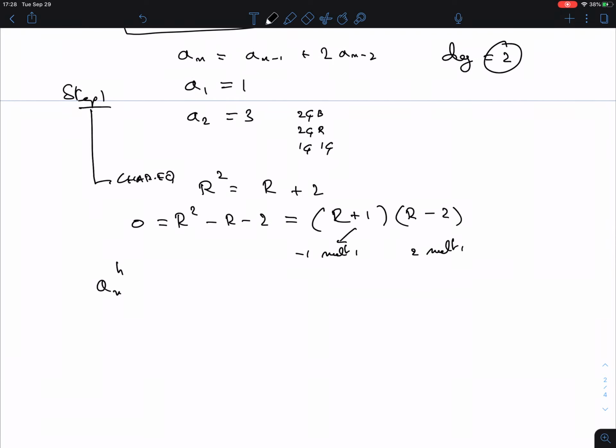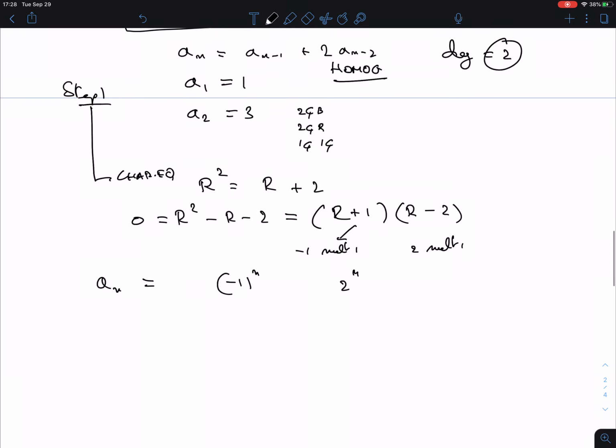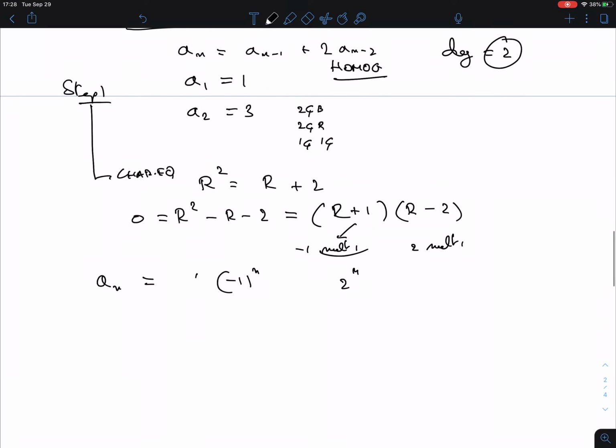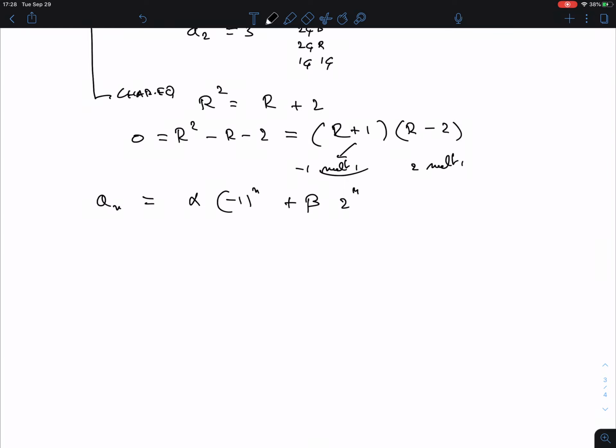We need to know the multiplicities because that will determine our solution. Oh, I don't have to write homogeneous, right? Because it is a homogeneous one. I said it, but let me write it down. Okay, so I know that this looks like minus 1 to the power n, and here 2 to the power n, and in front of that comes a general polynomial of degree 1 less than the multiplicity, so in both cases that means a constant. Okay, and then the last step is to find these, so we look now at the initial conditions.